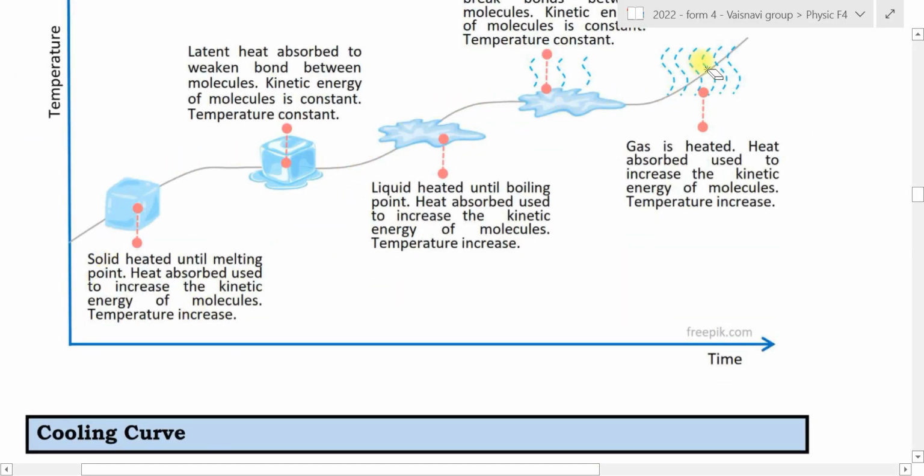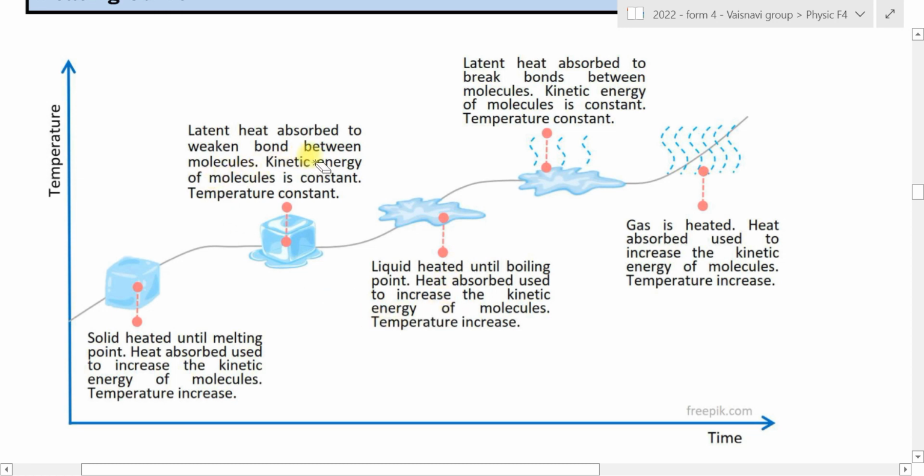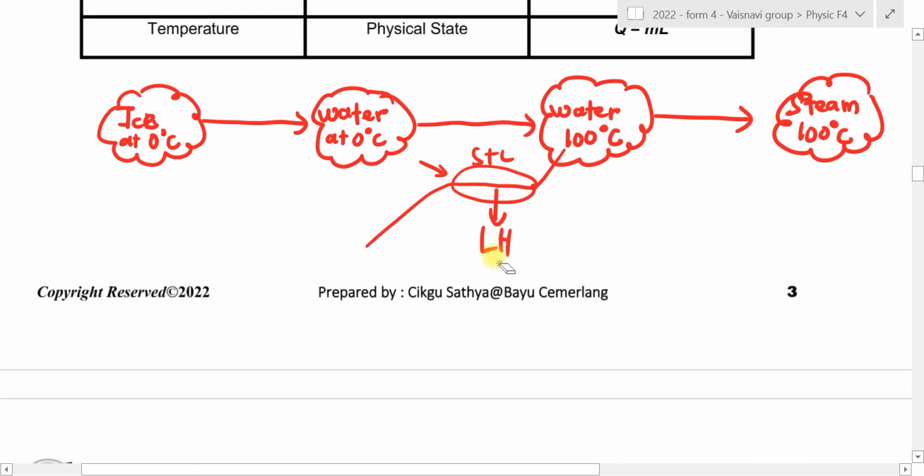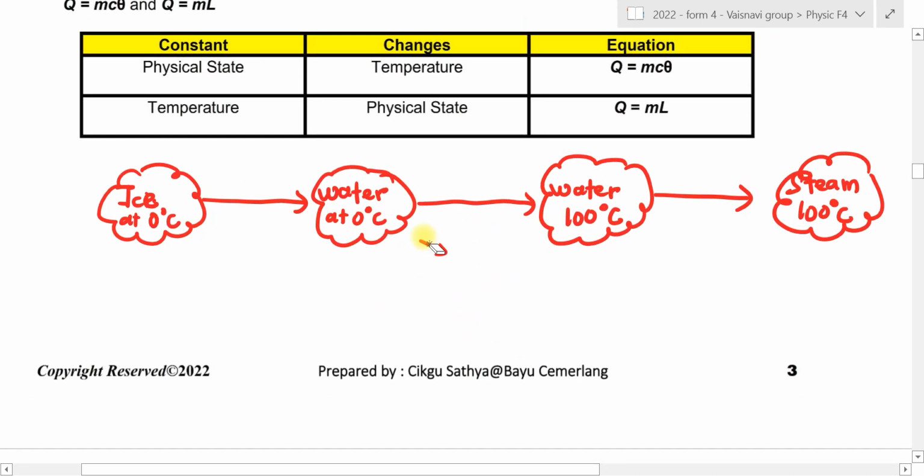Tu graph tu. The heat energy is absorbed to overcome the force of attraction. Almost the same thing only. Okay. Latent heat is absorbed to weaken the bond between the molecules. It's the same thing. Kita akan cakap heat energy is absorbed to overcome the force of attraction of molecules. Sama je. Okay. So, dekat sini. Ice becoming water. Matter change. Tapi temperature tak change. Jadi kamu kena guna ml. Q equal to ml. Because this is a latent heat.